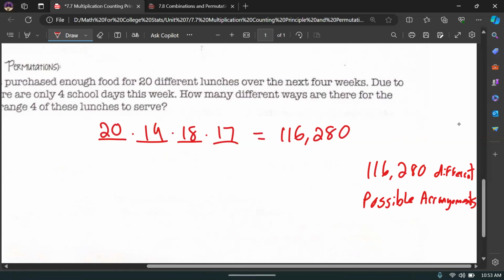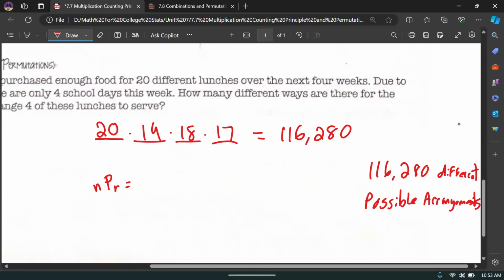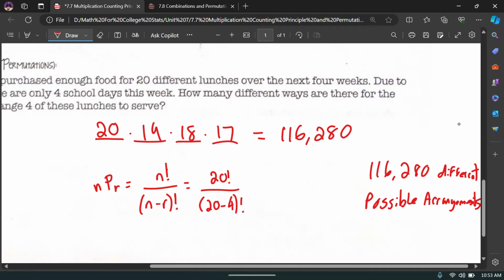There you go. Now, even though I used the slot method to do this, I also want to demonstrate that this could have been done using the nPr formula that we were talking about earlier. So if you remember the formula from earlier, it said that this is equal to n factorial over, what was it? n minus r factorial. Let me just show you how this would work. n factorial would be 20 factorial, correct? n minus r would be 20 minus 4 factorial. Now, what would happen here is essentially we would have 20 factorial over 20 minus 4, which is 16 factorial.